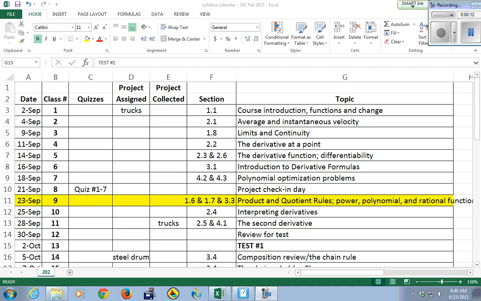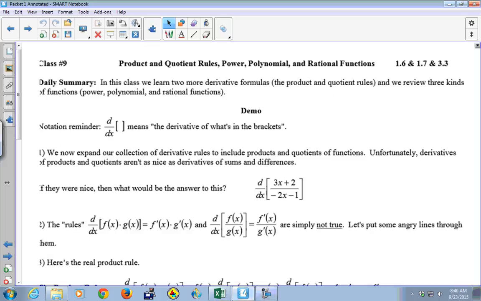Today we're going to talk about the product and quotient rules. We got a little intro to the quotient rule as we were working on the projects last class, so hopefully that'll help us today. We're also going to do some review of pre-calc college algebra stuff: power, polynomial, and rational functions. Today we're going to learn two more derivative formulas, the product and quotient rules, and do a little review.